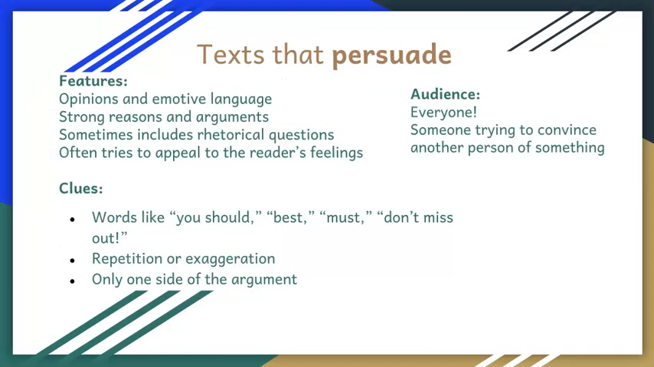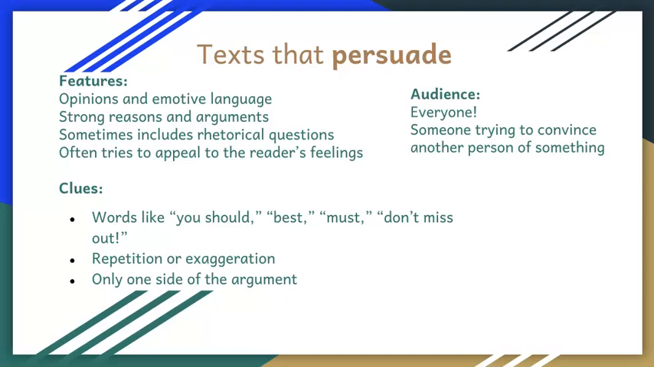Texts that persuade are usually texts that have opinions or emotive language. They have strong reasons and arguments. Sometimes they include rhetorical questions, which are questions that don't always need an answer, but make the reader think. They often try to appeal to the reader's feelings. Words like you should, best, must, don't miss out are usually in things like this.